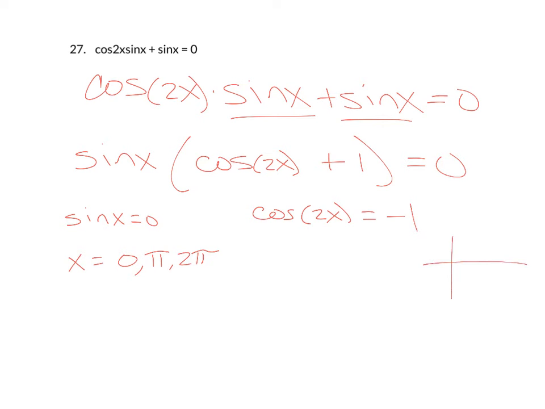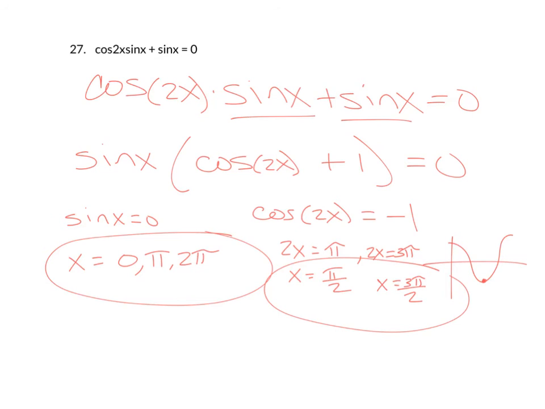All right, so now cosine equals negative 1 at pi. So 2x equals pi, x equals pi over 2. And 2x also could equal 3 pi, so x equals 3 pi over 2. So we have all of those answers.